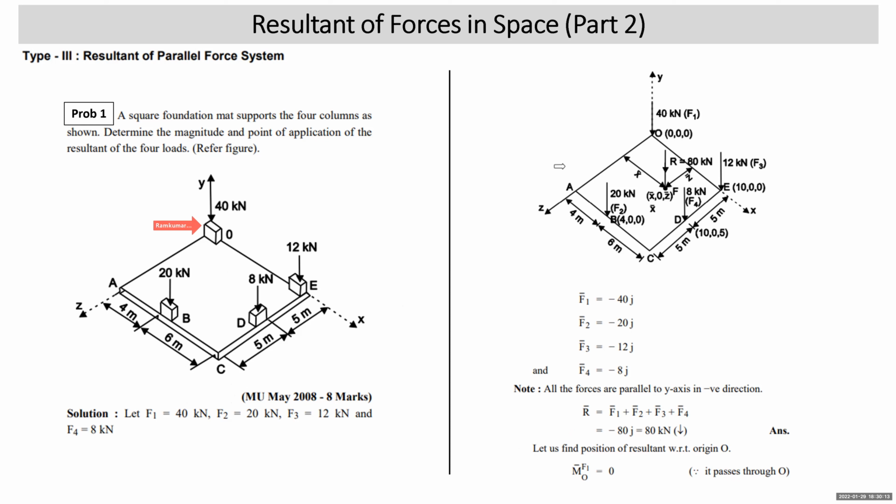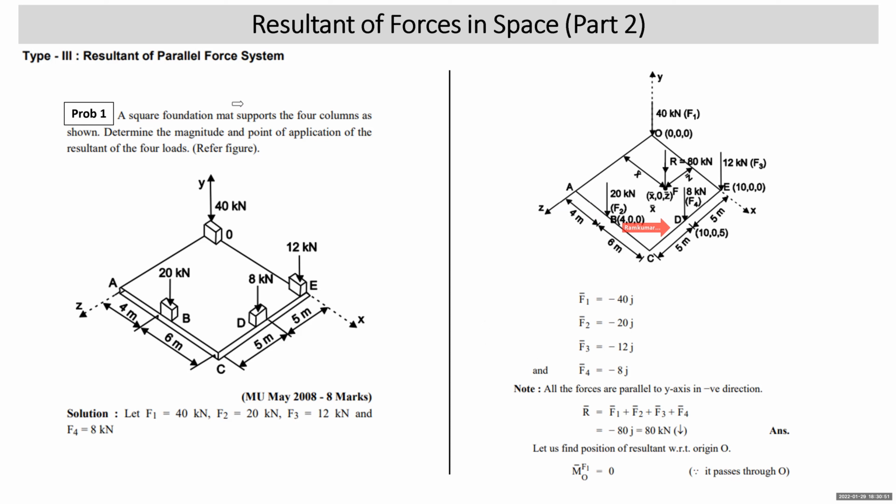Now let's write the coordinates, students. Origin has coordinates 0, 0, 0. Point E lies on the x-axis, so it has only an x coordinate: 10, 0, 0. Points B and D lie in the xz plane, so the y coordinate is 0. Point B: x coordinate is 4, y is 0, z is 10. Point D: x is 10, y is 0, z is 5. So these are the coordinates of various points. Now we'll apply Varignon's theorem. The moment of F1 about O is 0. Now we'll find the moment of F2 about O.